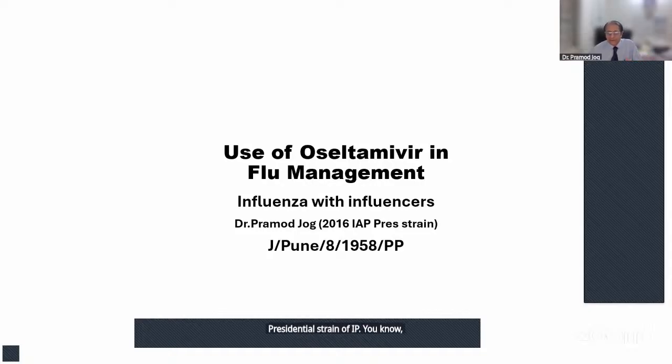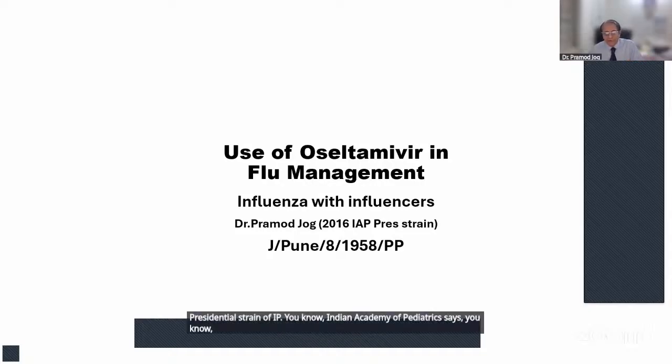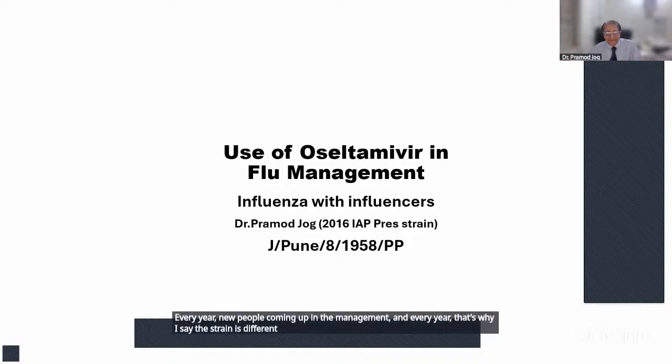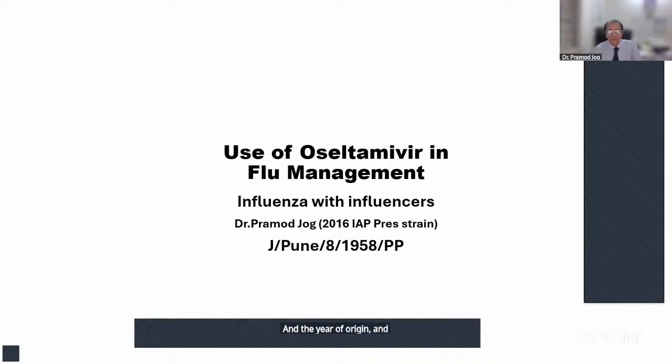Indian Academy of Pediatrics says, every year new people coming up in the management, and that's why I say the strain is different. And you can see that the nomenclature of Dr. Jog has been written in the style of influenza, which depicts the place of origin and the year of origin and so on and so forth.